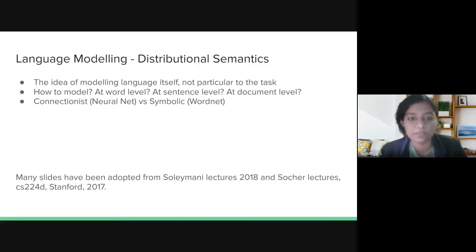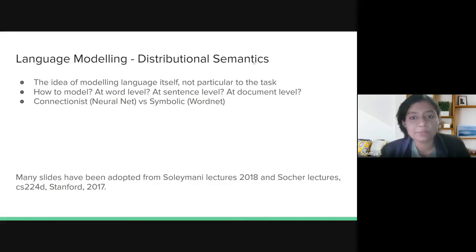We are modeling words. So it doesn't matter if it is for, say, classification or sentiment analysis or any particular task. The next question is, how do I model this? Do we want a vector for a word? Do we want a vector for a sentence? Do we want a vector for a document? That's the next aspect we have to see.